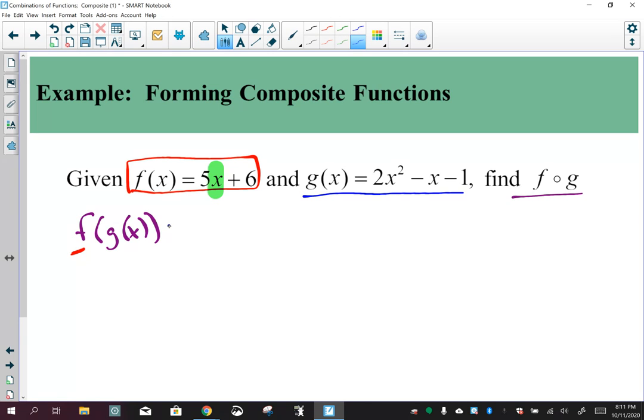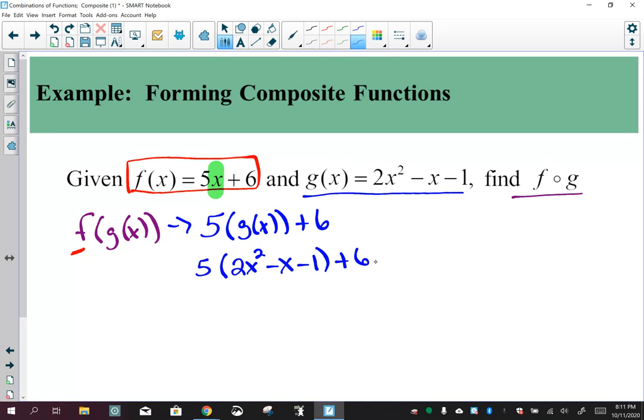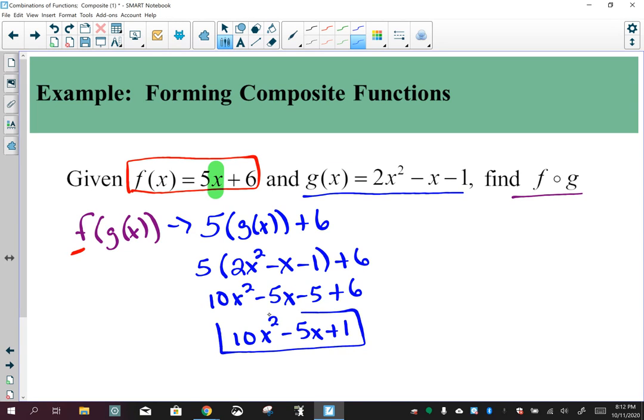So my f of g of x is going to look like this. I've got 5, but instead of an x, I'm going to plug in my g of x, because again, this is my focus, plus 6. So I go 5, and instead of x, I've got 2x squared minus x minus 1, plus 6. So that gives me 10x squared minus 5x minus 5 plus 6. And then I'm going to clean this up as best as I can, which gives me that as my final answer, and I am done.